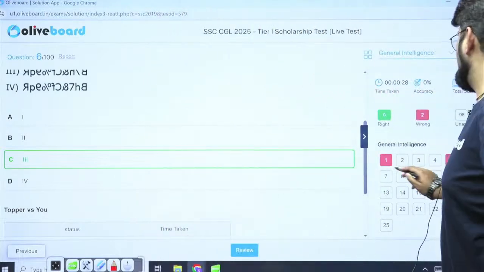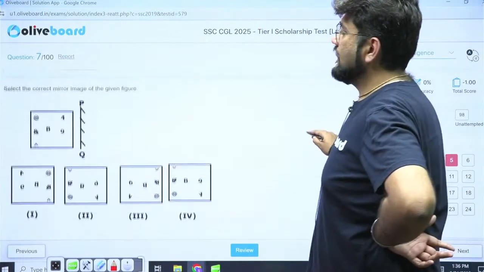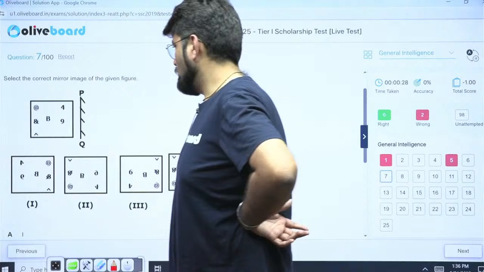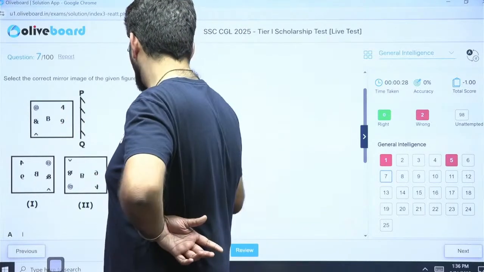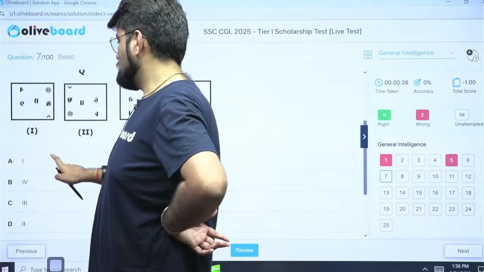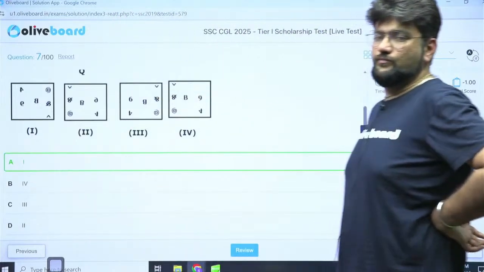Question number 7. Okay, again a mirror image based question. So if you observe here, 4 will flip here on the left hand side. There is nothing else except for figure 1. So this was an instant answer for you.